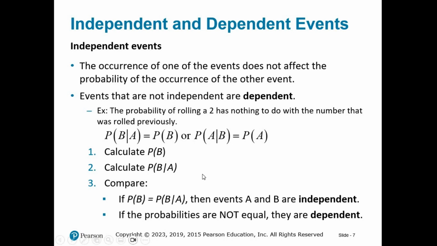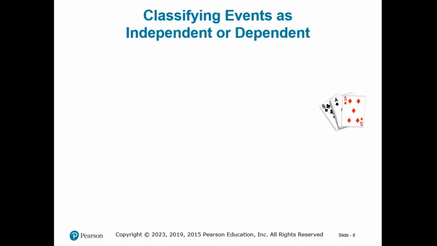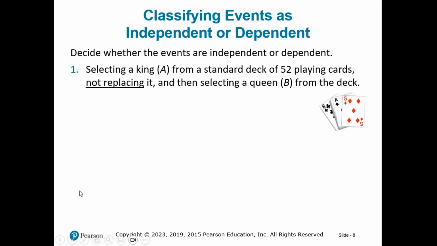Okay, let's look at an example. Decide whether the events are independent or dependent. Number 1, selecting a king, event A, from a standard deck of 52 playing cards, not replacing it, and then selecting a queen, event B, from the deck. Well, first we need to figure out what is the probability of the second event on its own. That would be the probability of just selecting a queen. Well, we know that there are 4 queens in a standard deck, so the probability of that happening is 4 out of 52.